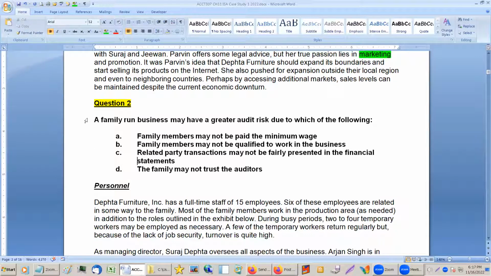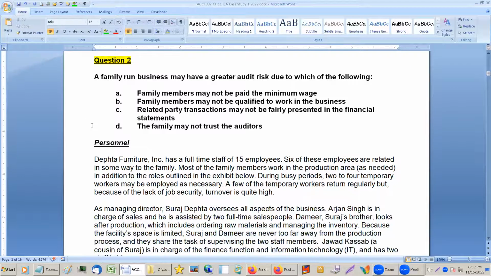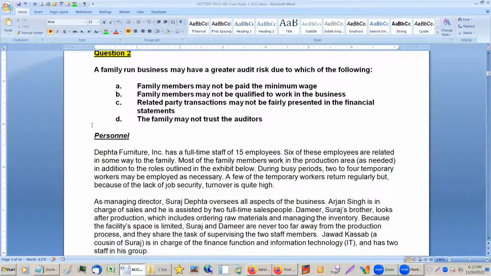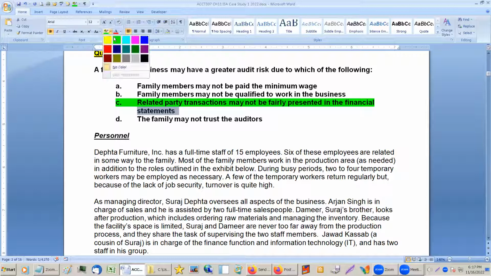Family run business may have greater audit risk due to which of the following. Probably C. Related party transaction may not be fairly presented. And here's what do we mean by that? Well, first let's go through the rest of these.